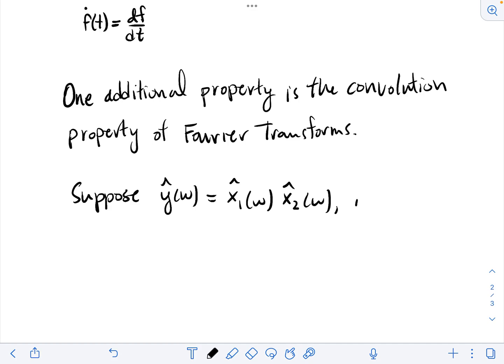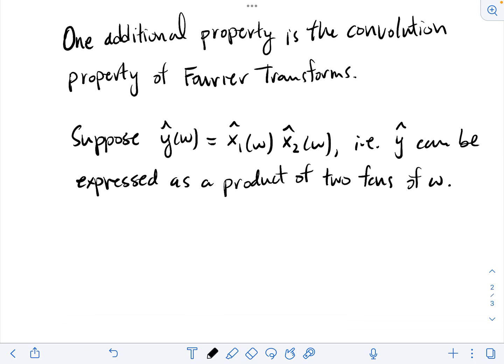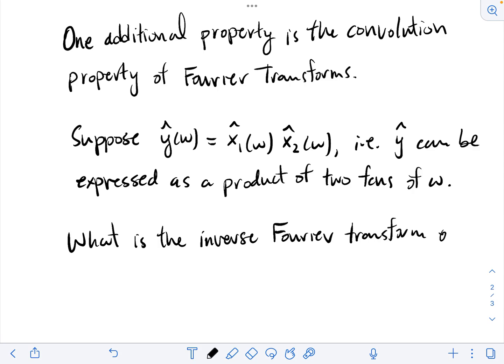So in words, y hat can be expressed as a product of two functions of omega. Okay, so if that's true, then the question is, what is the inverse Fourier transform of y hat of omega?